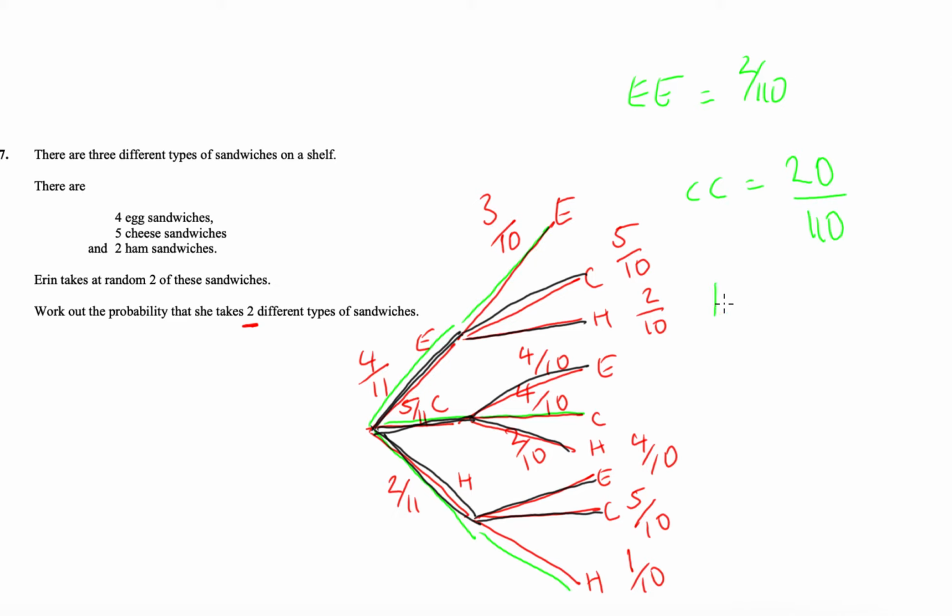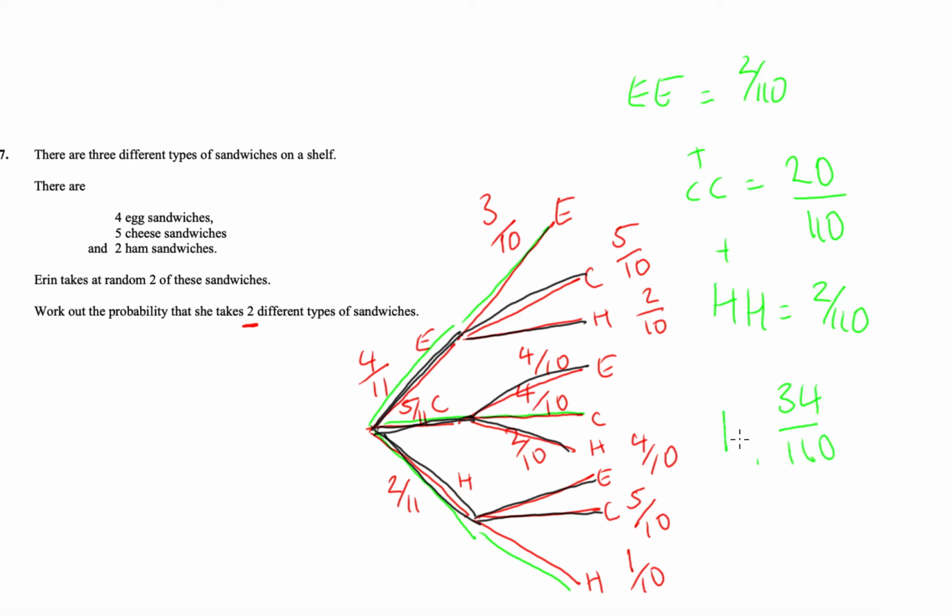And then we could do the same thing for ham. So ham and ham equals 2 out of 11 times by 1 out of 10, which is 2 out of 110. Okay, and now we can add these together. And what we get is 34 out of 110.